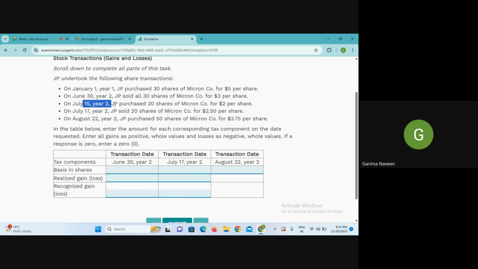Next, on July 15, JP purchased 20 shares of Micron Corporation. Please note that they are purchasing and selling the same shares. They purchased 20 shares back for $2. Then on July 17, he sold 20 shares for $2.50. On August 22, year 2, JP purchased 50 shares of Micron Corporation for $3.75 per share. So basically, they are purchasing and selling the shares.